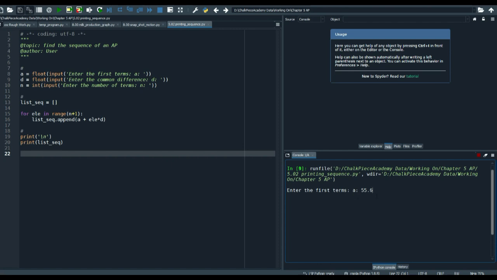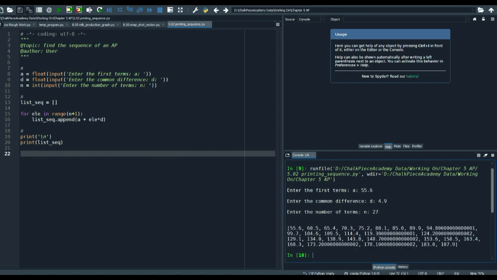55.6 is the first value. The common difference is how much we are increasing, 4.9, and the number of terms, that is how many years, is 27, and the sequence is this. Can you see the sequence? 55.6, 60.5. So here, year on year, we are increasing by 4.9. You can take the difference between any two consecutive terms, and it will be 4.9.